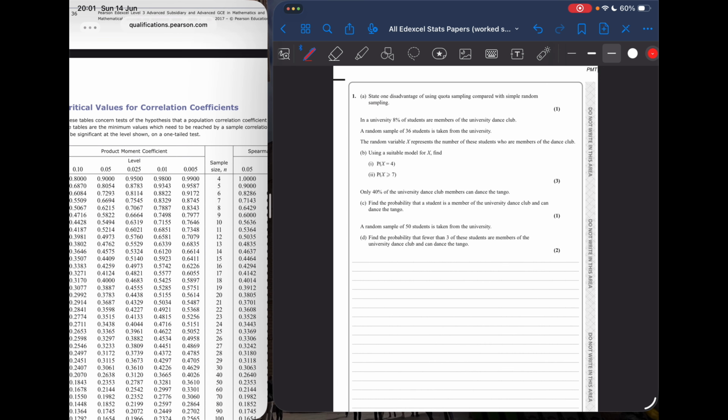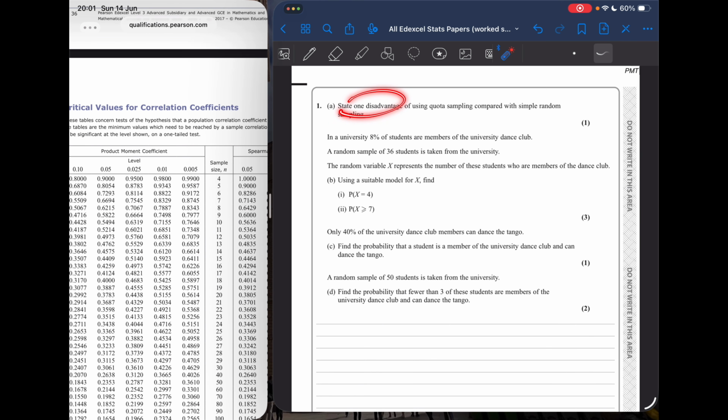So let's get going. We want one disadvantage of using quota compared with simple random sampling. Well, it's not random. Nice and simple. Another one we could say is it's biased, or we can't infer from it, so there's no inference. Any of those would be fine.